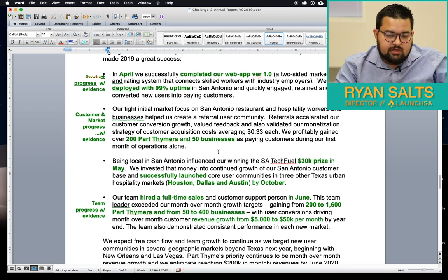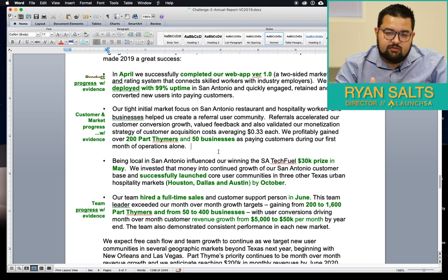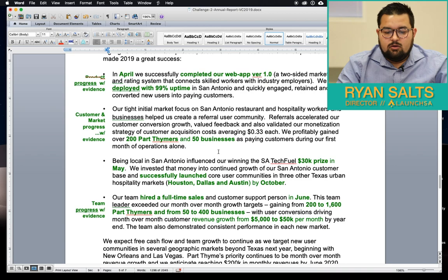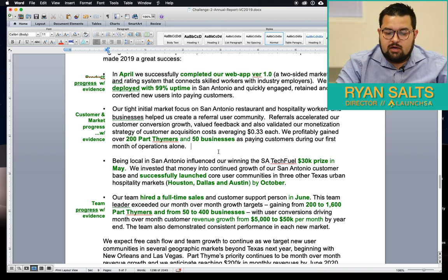So in this particular instance, we started with product or service related progress because the product did not exist at the time that we were working on this. So at the beginning of the year, part-time as a company and as a product wasn't available. So in April, we successfully completed our first product, which was our web app. And that product remained up with 99% reliability.